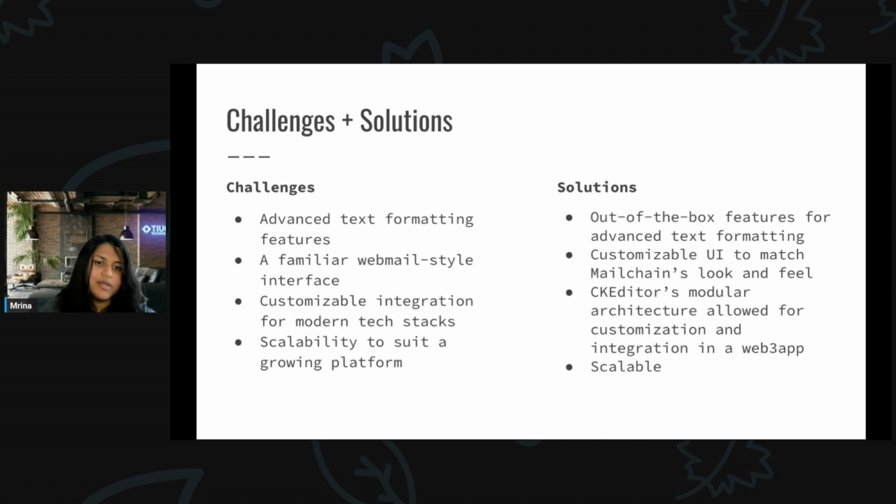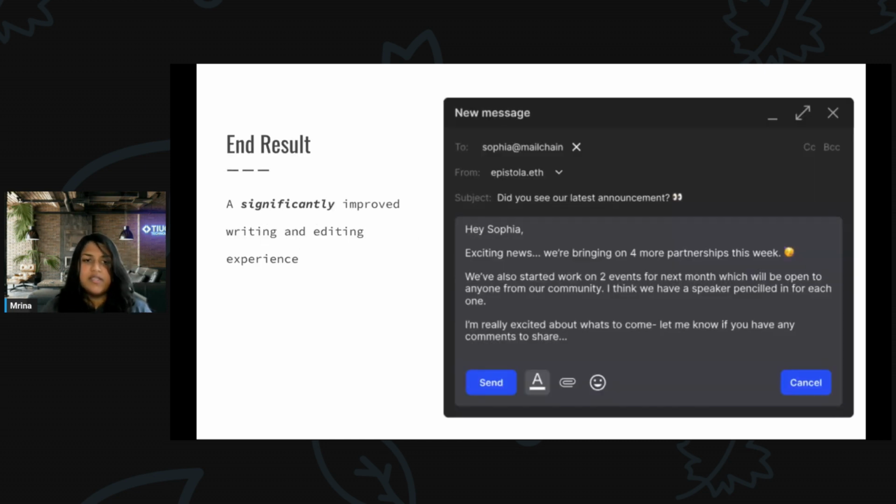And of course, because it's built with enterprises in mind, they work with some of the top customers out there, like Microsoft and Salesforce. So it's very scalable and just made sense for MailChain. And in doing so, the end result was that adoption significantly increased because their users were just like, hey, this is an improved writing and editing experience. And more importantly, it's a very familiar writing and editing experience.